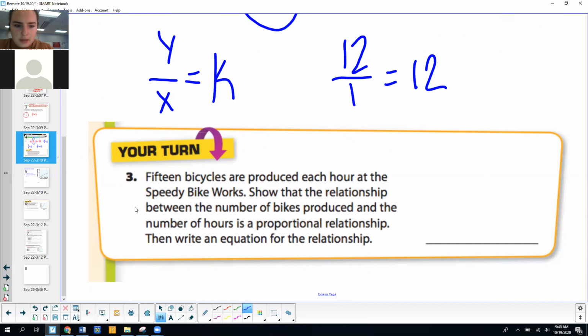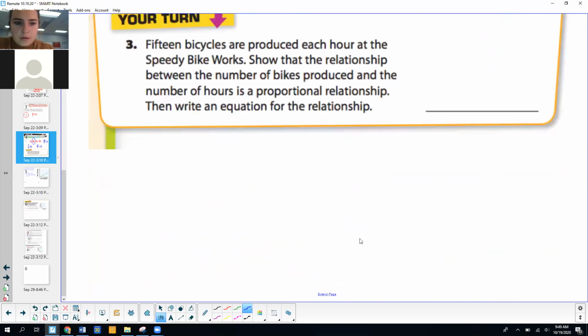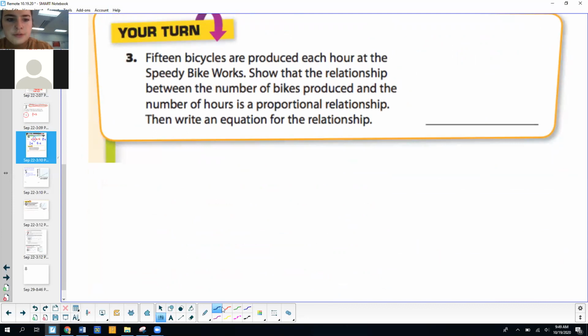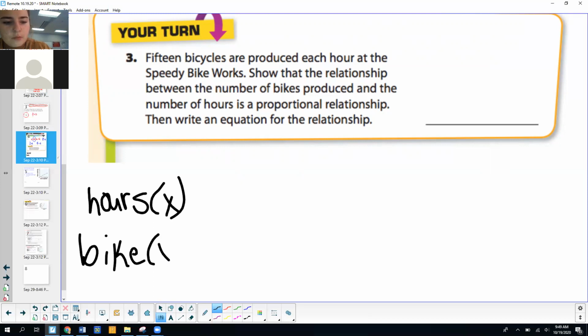All right, I forgot I put this one in here. So this says 15 bicycles are produced each hour at the Speedy Bike Works. Show the relationship between the numbers of bikes produced and the number of hours is a proportional relationship. Then write the equation for the relationship. So 15 bicycles are produced. Hours is going to be our X, and then bikes produced, I'll just put bikes, it's going to be our Y.